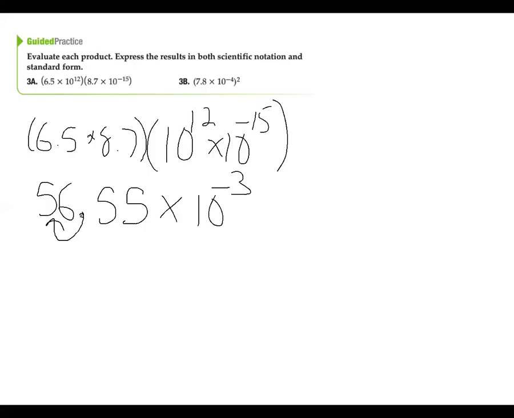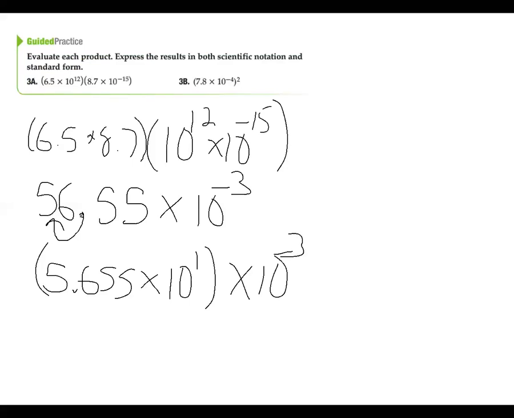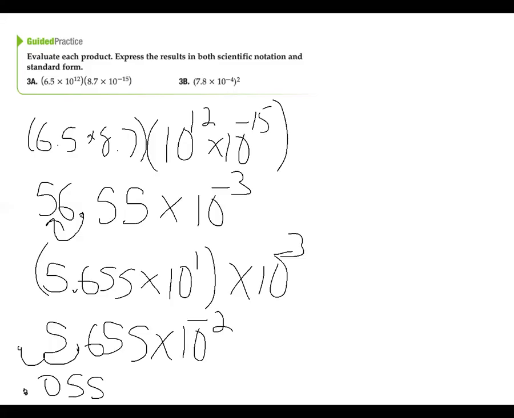So that's going to be 5.655 times 10 to the first times 10 to the negative 3. So it's going to be 5.655 times 10 to the negative 2. And then in standard form, I would move the decimal 2 points to the left, and it's going to be 0.05655. Okay?